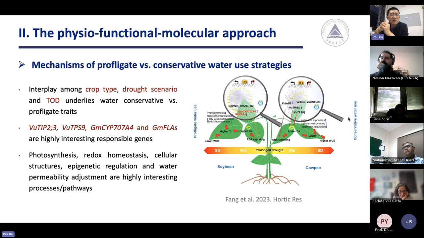So based on the aforementioned results, we were able to draw a primary scheme for the mechanisms of the profligate versus conservative water use strategy in legume crops. This basically includes the interplay among crop type, drought scenario, and time of day underlying water conservative versus profligate traits. Several genes, including the top DEGs like the TIP gene, the aquaporin gene, the FLA gene, and also some hub genes like TPS9 and the ABA degrading gene, are highly interesting candidate genes. Several biological pathways like photosynthesis, redox homeostasis, cellular stress, epigenetic regulation, and water permeability adjustment are also highly interesting.